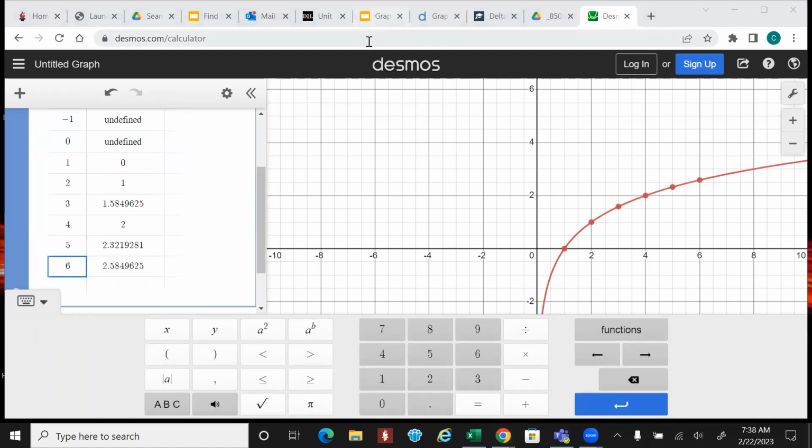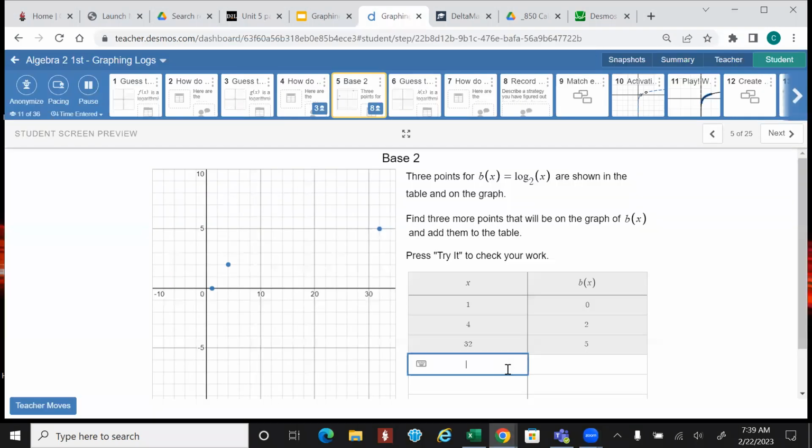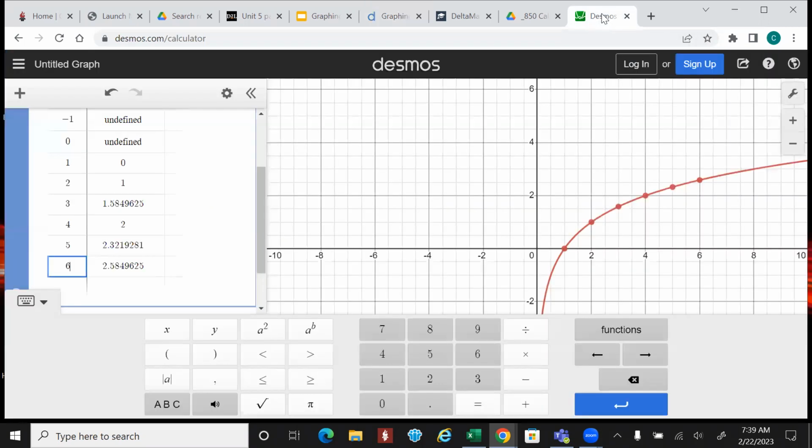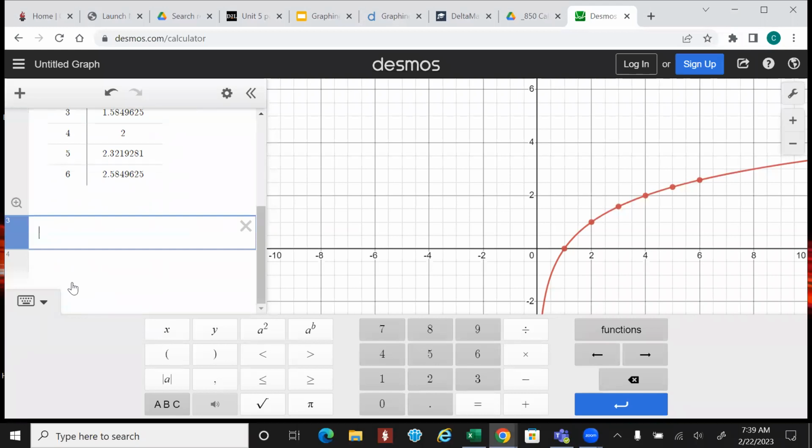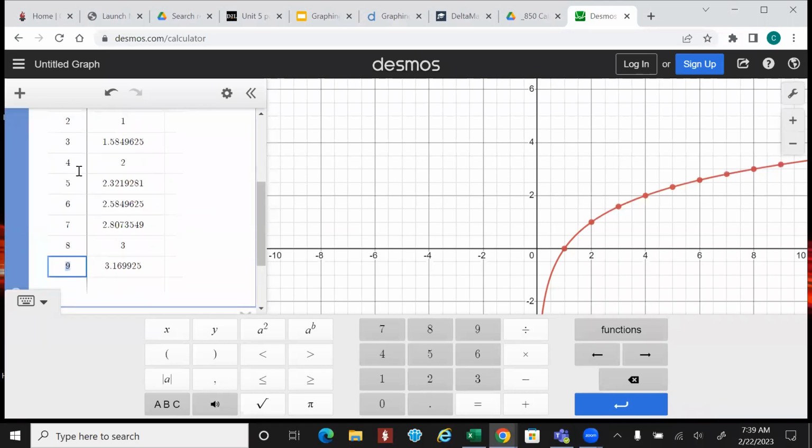Go ahead. Whole numbers. What are some values from this table that I can pull that are whole numbers? So we got 4, 2 and 2, 1. We can come in here. We can type 2, 1 in here. And they already have 4, 2, so we're going to have to find another one. So 8, 3.